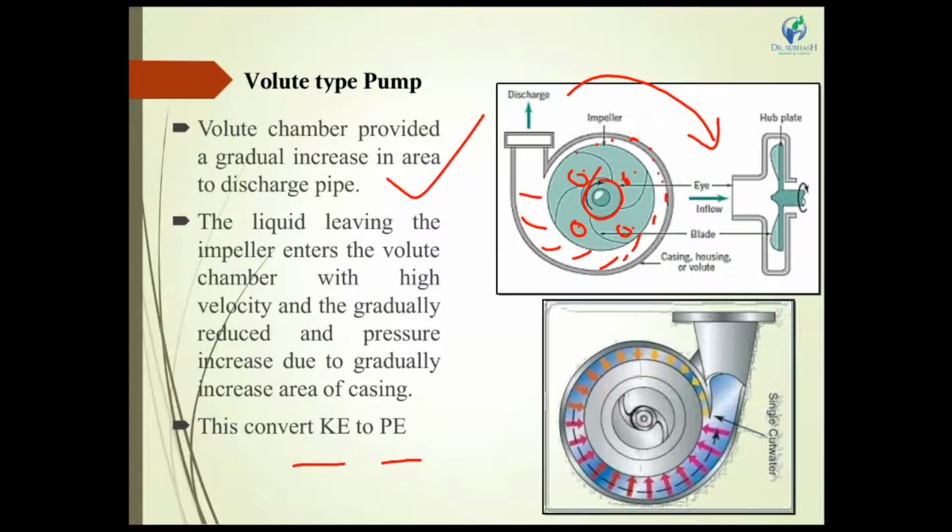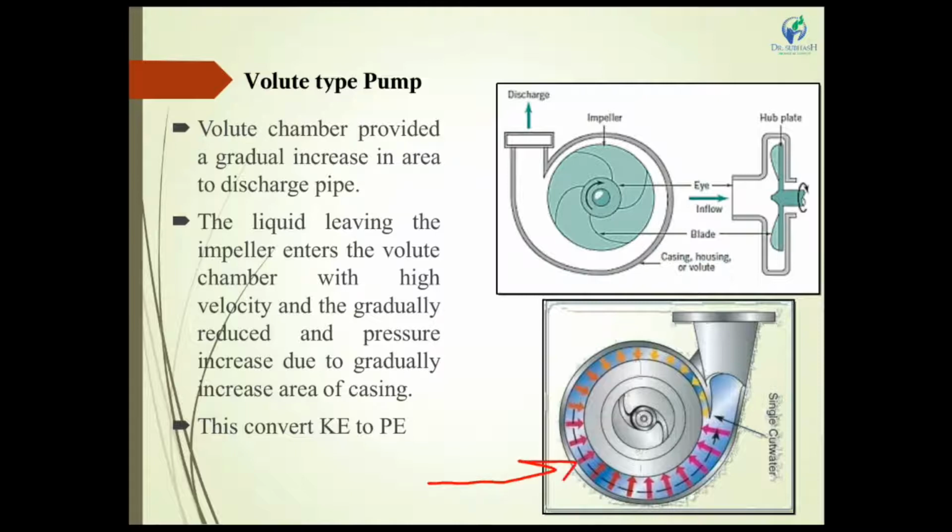At the center, it creates a low pressure, so that the low pressure sucks the water from the suction tank and it enters the suction line, into the eye at the casing inlet. The liquid leaving the impeller enters the volute chamber with a high velocity, which gradually reduces. The pressure increases due to the gradually increasing area of the casing. As shown in this figure, from the yellow shade to the pink shade is the gradually increasing area. The main function of this gradually increasing area is to convert kinetic energy into potential energy.